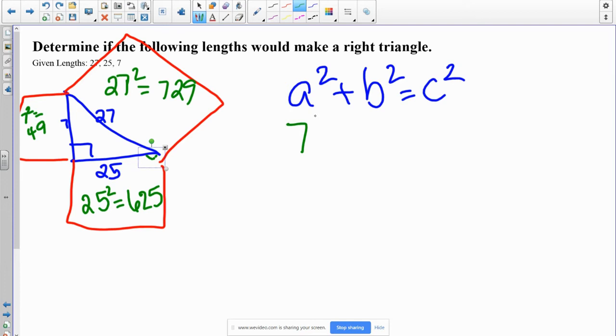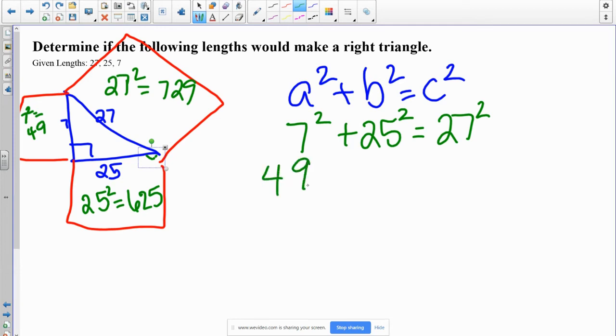So 7 was one of my legs. I squared it. 25 was my other leg, and I squared it. And so that leaves me with 27 as my hypotenuse side, and I squared it. Again, if you put 25 squared plus 7 squared, it doesn't really matter mathematically which way you add those two. 7 squared was 49. 25 squared was 625. And 27 squared is 729.